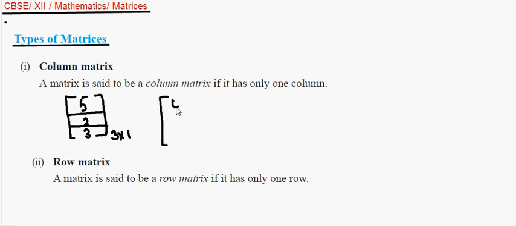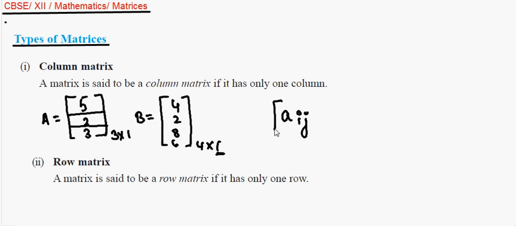Another example I can say is 4, 2, 8, 6. In this case this is matrix B, and if I take this as matrix A, the column matrix order is 4 rows and 1 column. So in general, if a matrix Aij has to be a column matrix, it can have any number of rows, that is m can be any number, but the column, that is n, should always be equal to 1. Then only it is said to be a column matrix. This is the general order.